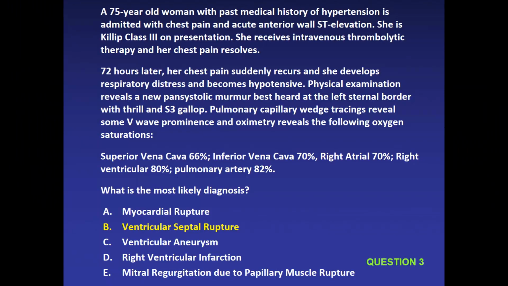There is a V-wave on the wedge tracing, which might make you think about acute mitral regurgitation, but then the saturations really seal the answer with this marked step up in saturations, that is from the right atrium to the pulmonary artery, from 70% to 82%. That step up in saturations indicates left to right shunt that would be explained by a ventricular septal rupture. So the answer here is B, ventricular septal rupture.